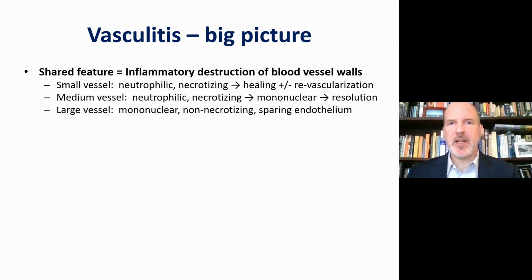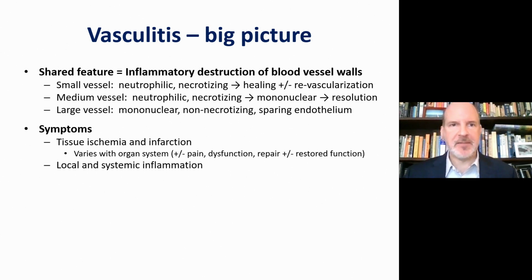Large vessel disease is quite different, and it starts with a mononuclear, meaning lymphocyte and macrophage, infiltrate right in the middle of the vessel wall and is non-necrotizing, and the endothelium is dysfunctional secondarily. The symptoms are generally relatable to a few things. One is tissue ischemia and sometimes infarction, and this varies, as you might imagine, with what the organ system is. So, for example, inflammation in the kidney doesn't cause any pain. There are sometimes symptoms that are attributable to the inflammation in the site, and the skin is a good example of that. And also, a lot of these diseases are associated with systemic inflammation and constitutional symptoms.